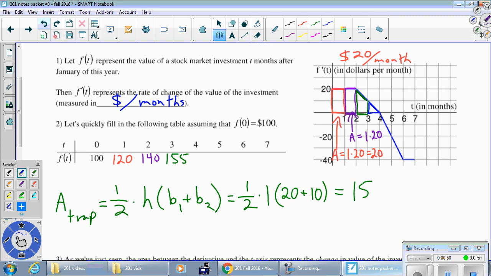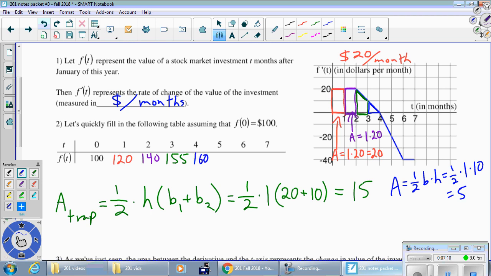Okay, let's take a look at the next shape from 3 to 4. So it's this triangular shape here. It's that area that we're interested in finding. So the area of that one, half the base times the height. The base is 1. The height is 10. So altogether that is a 5. So we just gained another $5, 160.